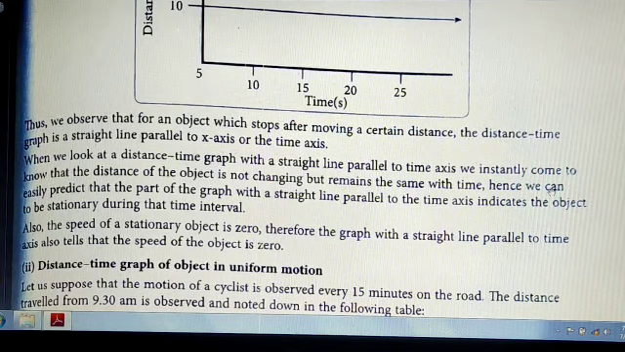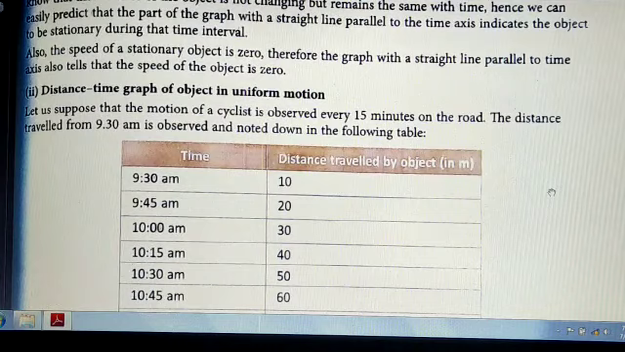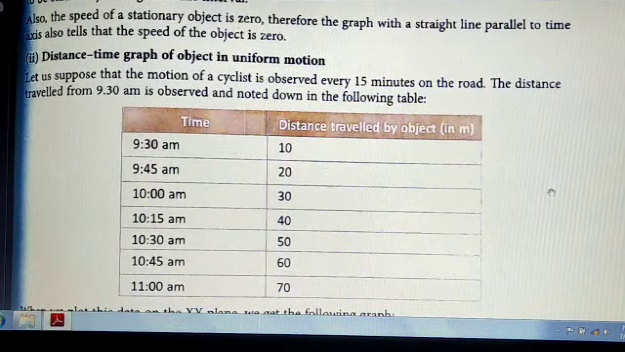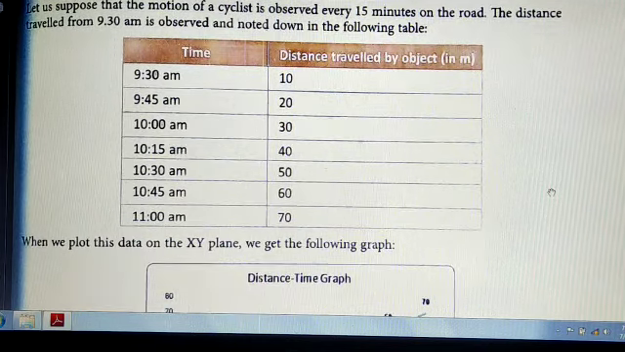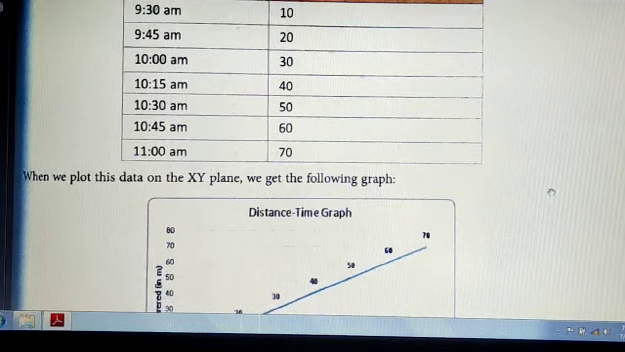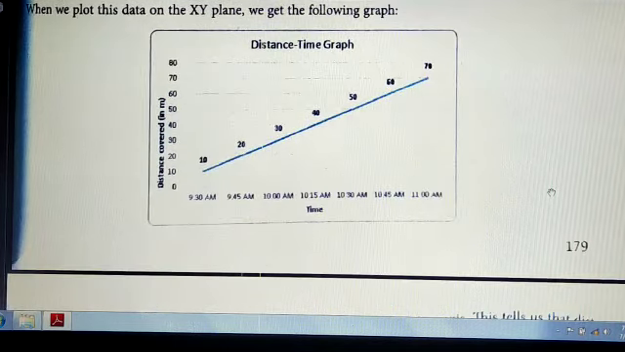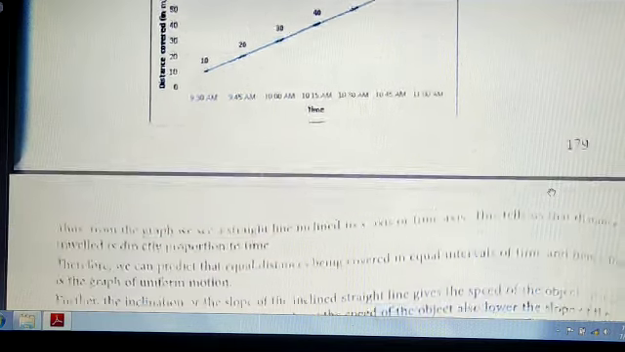Now distance time graph in uniform motion. Again you can see a table is given here. Suppose the motion of a cyclist is observed every 15 minutes on the road. The distance traveled from 9:30 am is observed and noted down in the table. So when we plot the data on the xy plane, we get the following graph. So on x side we are plotting distance covered and on y side we are having time. So this is known as distance time graph.